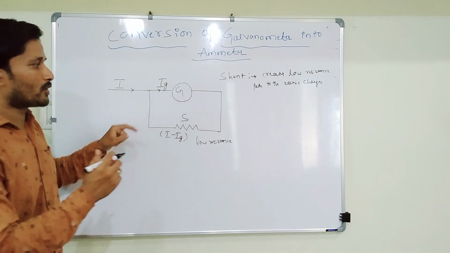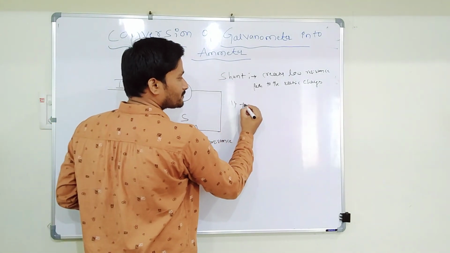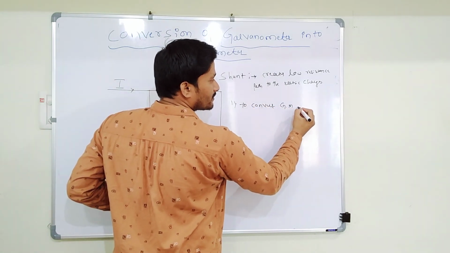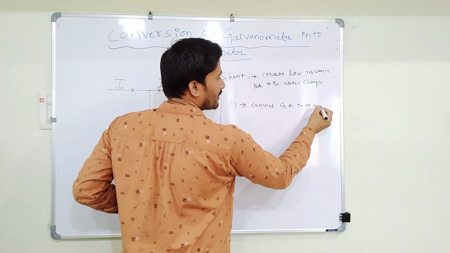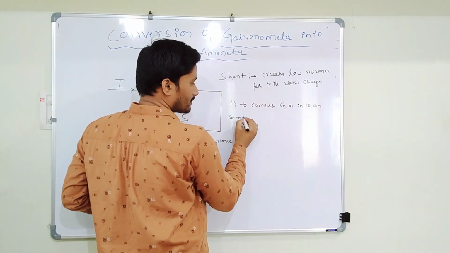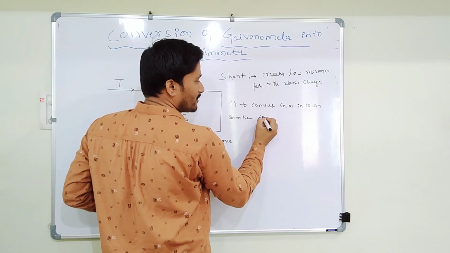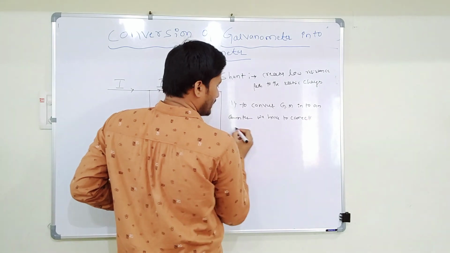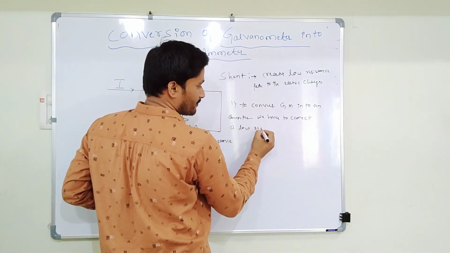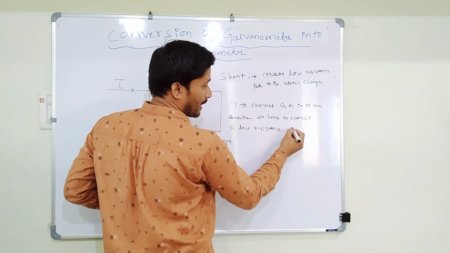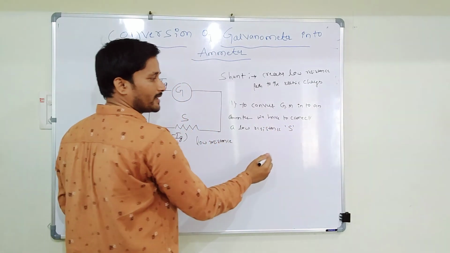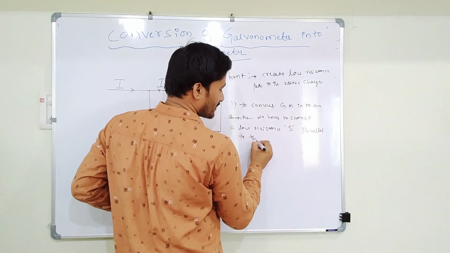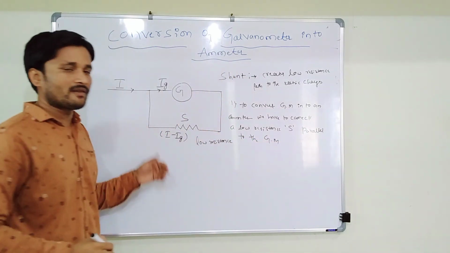So our first important point: to convert a galvanometer into an ammeter, we have to connect a low resistance, capital S, parallel to the galvanometer. This is the first point.